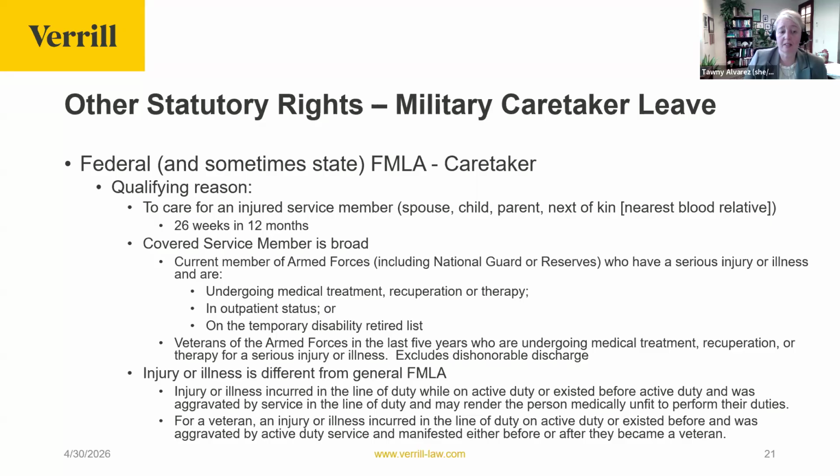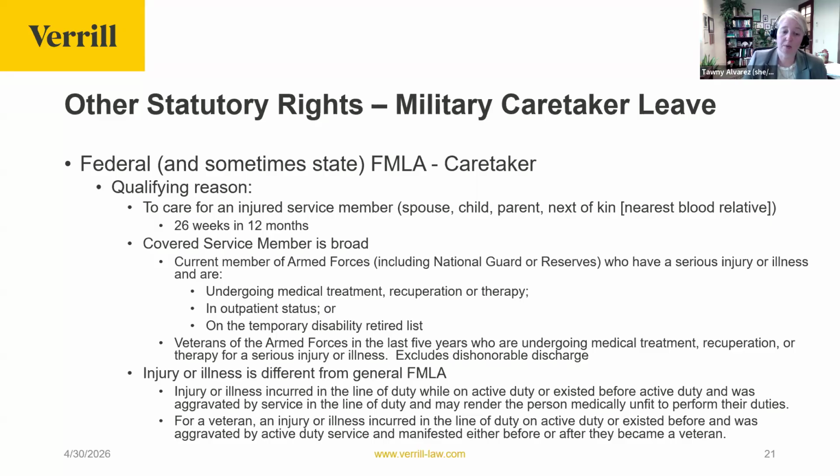An illness or injury is also different from what we generally see in the definition of a serious health condition under the FMLA. It has to be incurred in the line of duty while on active duty. So if they were on inactive duty and there was an injury, that wouldn't count. Or it has to have existed before active duty, but was aggravated in some way by service in the line of duty and resulted in that person being determined to be medically unfit to perform their duties.